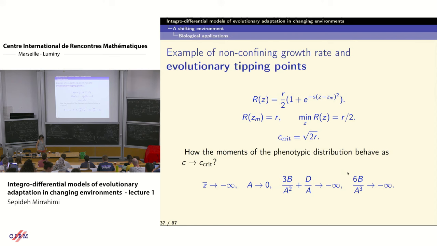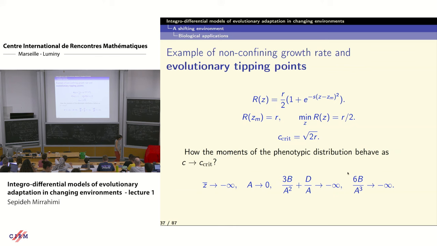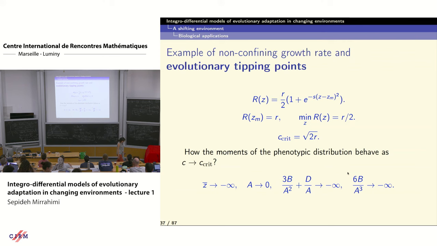In this case, as I said before, for every C before this speed, we can make all these computations and obtain our formula. And here I have taken an example of R of Z that has indeed this behavior, and actually R shouldn't be negative. I made a mistake. I said that R has to be negative at infinity, but this is not true. It can also be positive, and everything works. But we should have this condition, and in this case, we can compute our parameters and see what happens when C goes to this C critical.